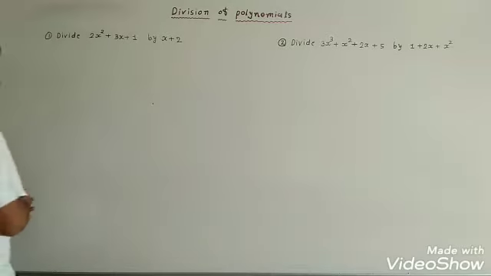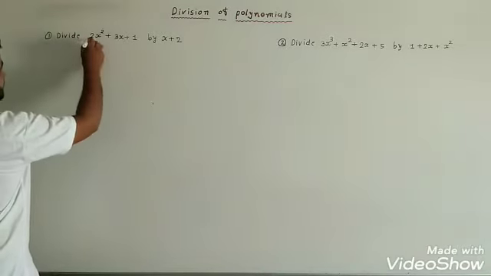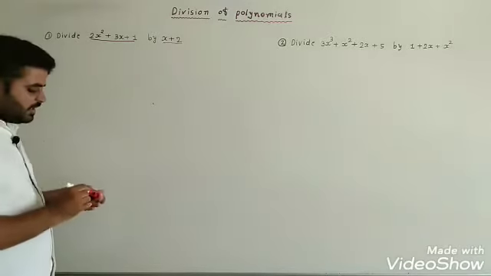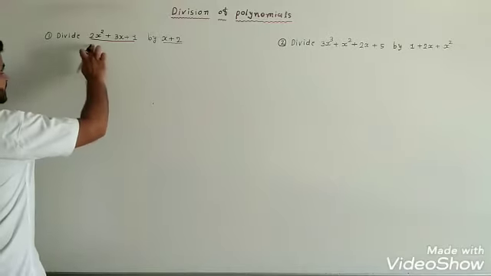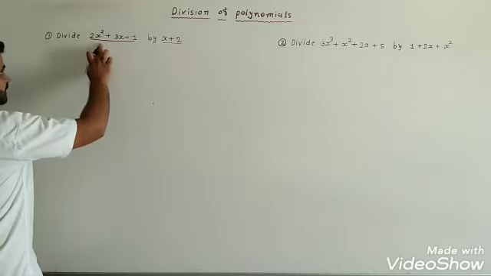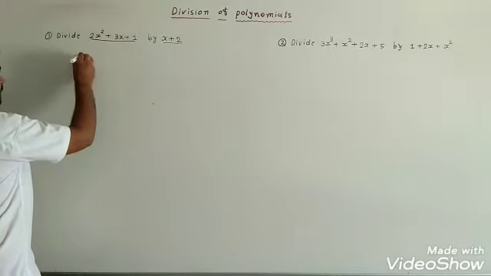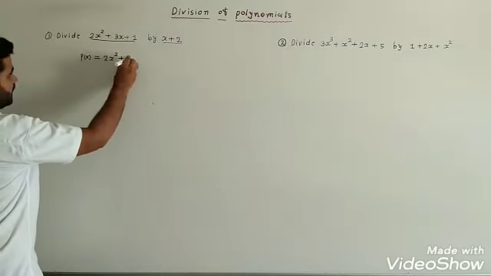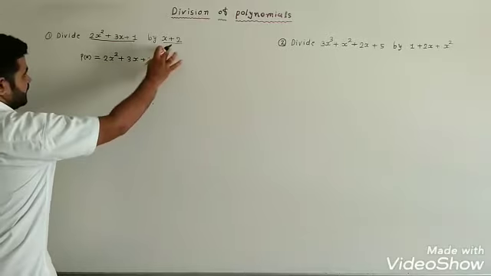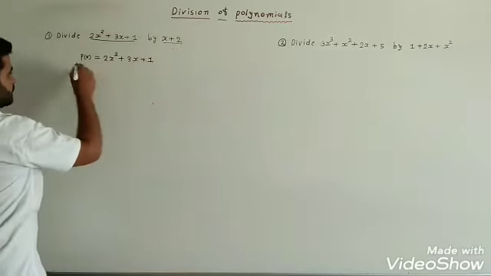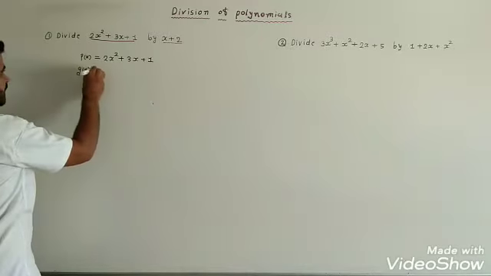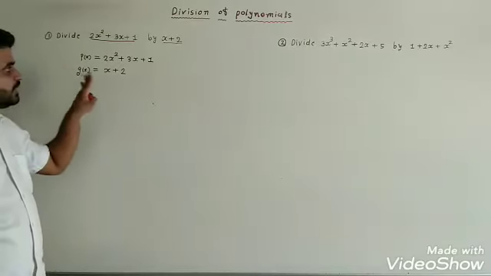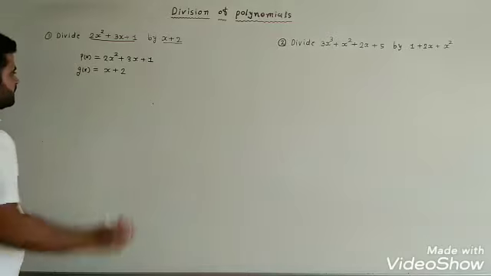Now in first question I have to divide this polynomial by x plus 2. Okay, so this is a dividend. So I said it is p of x. P of x is equal to 2x square plus 3x plus 1, and it is a divisor. So it is g of x. G of x is equal to x plus 2. Okay, I have to divide this polynomial by this.